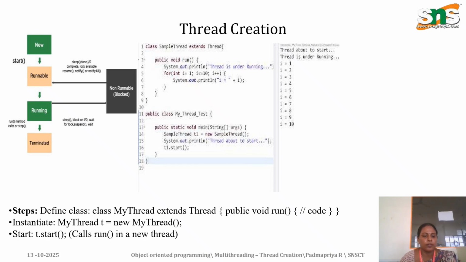These are the steps for thread creation. Define class MyThread extends Thread, and instantiate it: MyThread t = new MyThread, and start: t.start. So new, runnable, running, terminated, and blocked. These are all the states of a thread.